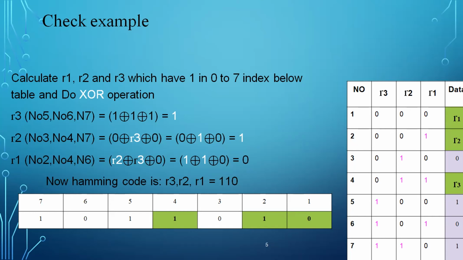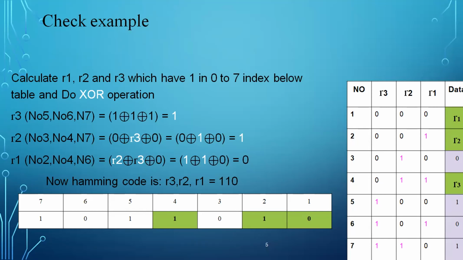The number 7 position is 0, number 3 position is 0, number 4 position is R3 data, and number 7 position is 0. The XOR operation gives the output 1. Also, we calculate the R1 position in the same process. Now the Hamming code R3, R2, R1 is 110.